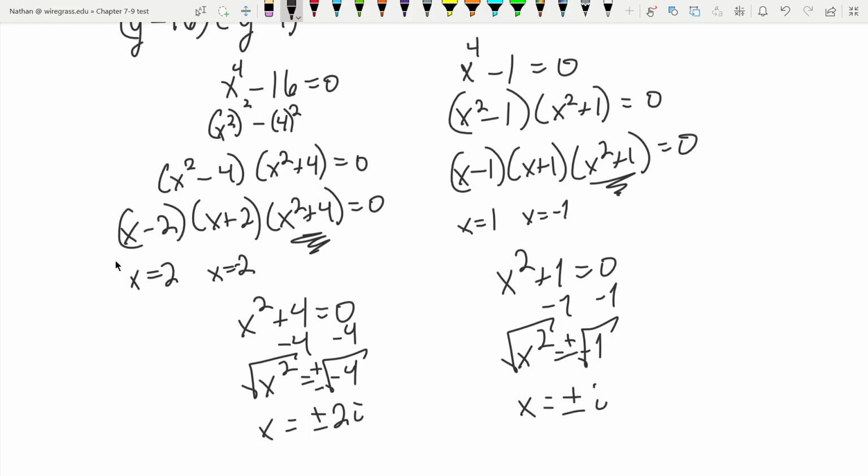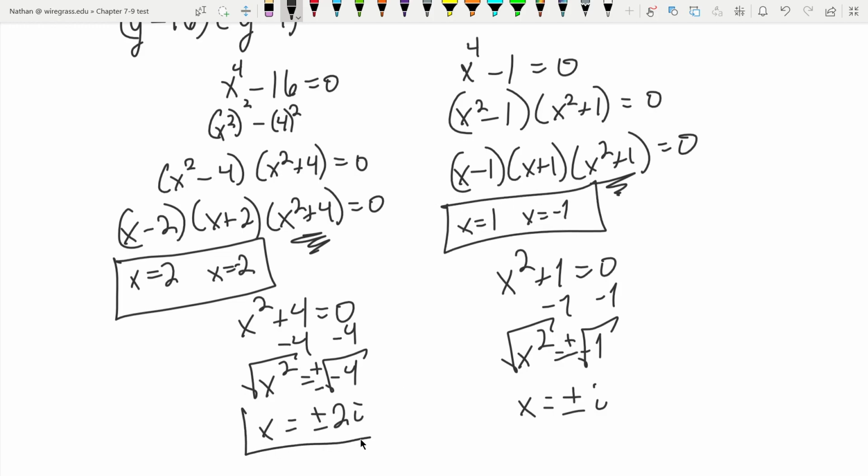So I actually have 8 solutions total: plus or minus 2, plus or minus 1, plus or minus 2i, and plus or minus i.